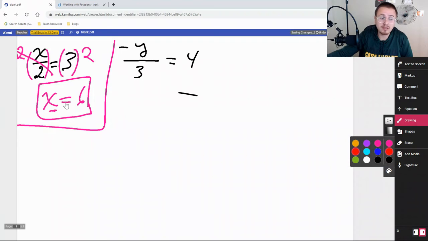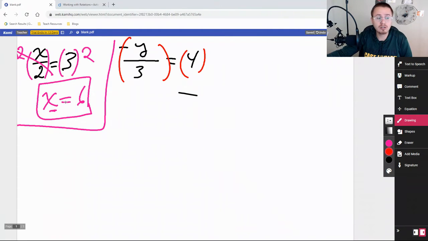So what's the goal? Get the variable by itself. How do you get the variable by itself? Inverse operations. Negative y divided by 3 tells me my operation that I'm currently doing, but I don't want to do what I'm currently doing. I want to do the inverse to go where I want to go. So I'm going to multiply by negative 3 on both sides because I got to keep it balanced. The negative 3's simplify to 1.